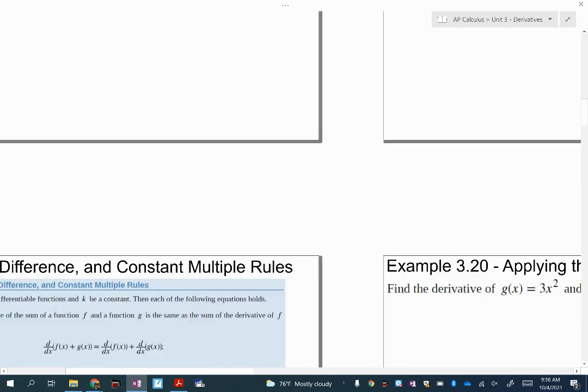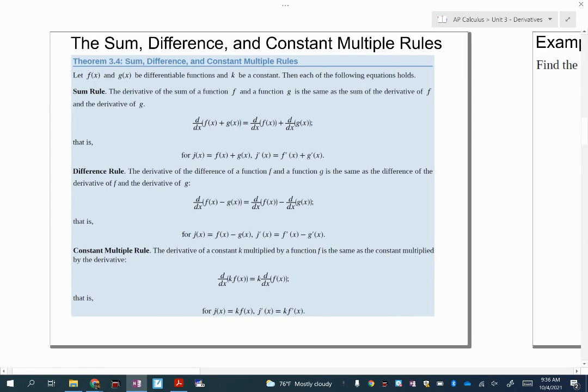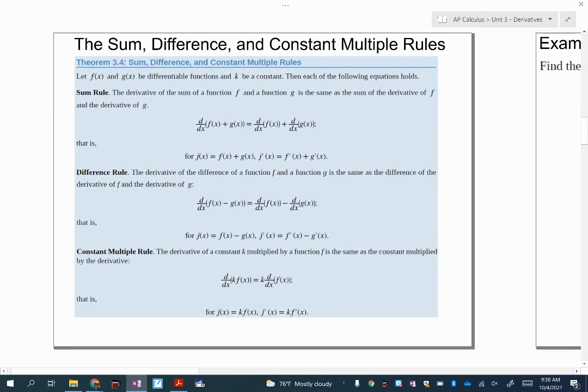Now, here are some more rules that probably make a little bit of sense in terms of your experience with different types of theorems in algebra. But essentially, if we're trying to find the derivative of two functions added together or subtracted together, we can just find the derivative of the first one and the derivative of the second one, and then either add them or subtract them, depending on what we're doing.